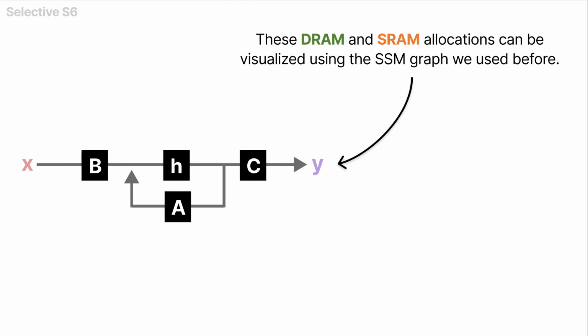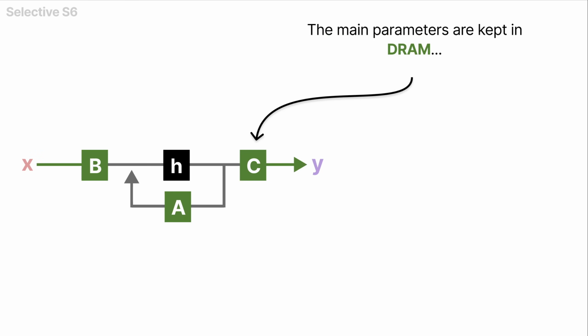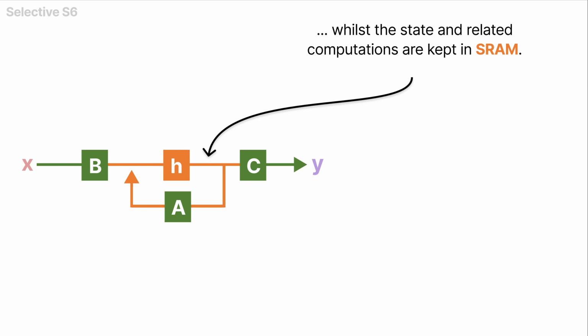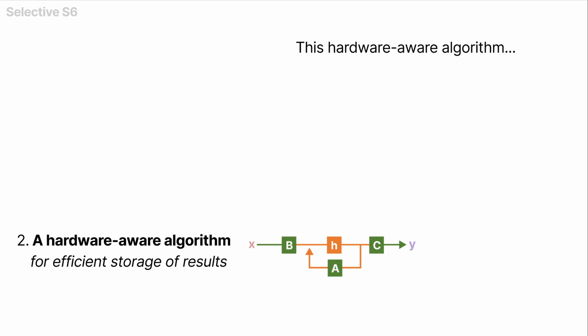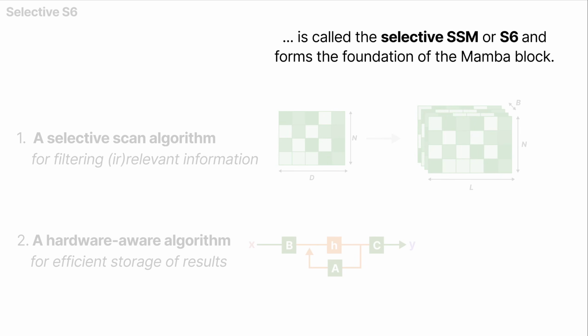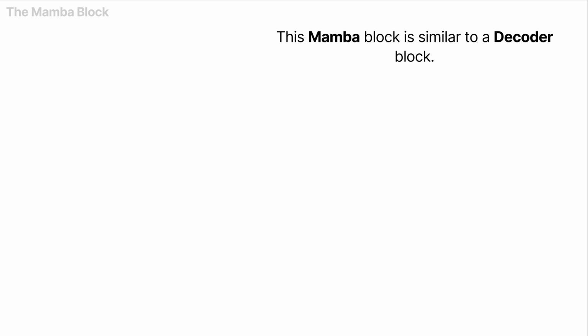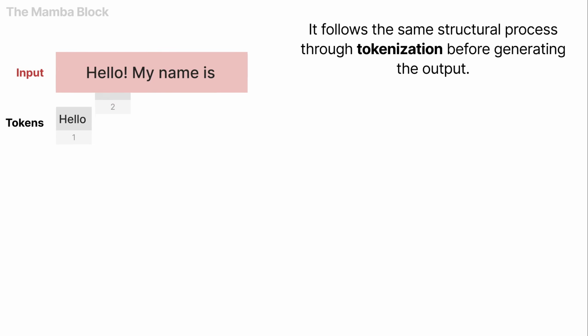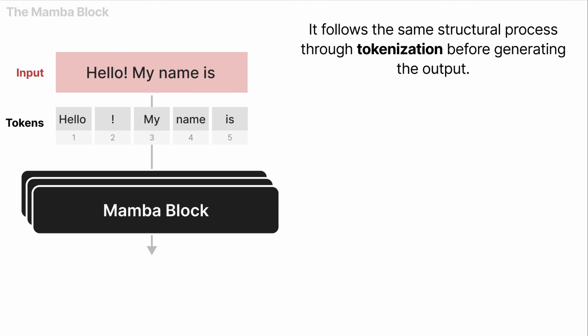These DRAM and SRAM allocations can be visualized using the SSM graph we used before. The main parameters are kept in DRAM, whilst the state and related computations are kept in SRAM. This hardware-aware algorithm, combined with the selective scan algorithm, is called the selective SSM or S6 and forms the foundation of the Mamba block. This Mamba block is similar to a decoder block. It follows the same structural process through tokenization before generating the output.